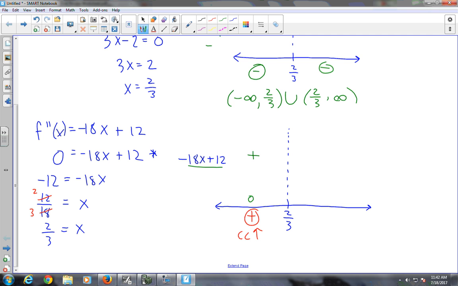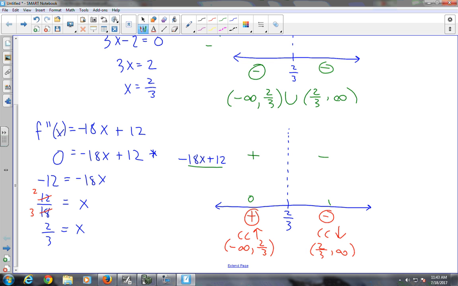Okay, same thing on the right side. Choose your favorite test point bigger than 2/3. I'm going to use something easy like 1. If I plug 1 into this factor, negative 18x plus 12, I would discover the result is negative. And remember, a negative second derivative indicates the graph is concave down. So concave up from negative infinity to 2/3, concave down from 2/3 to infinity.